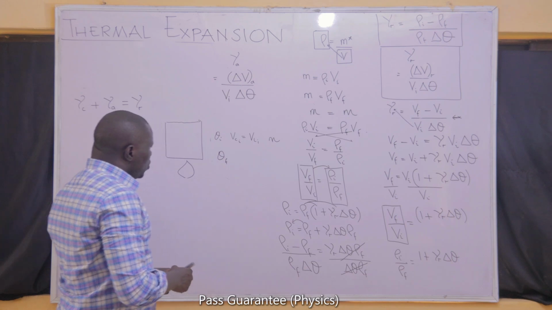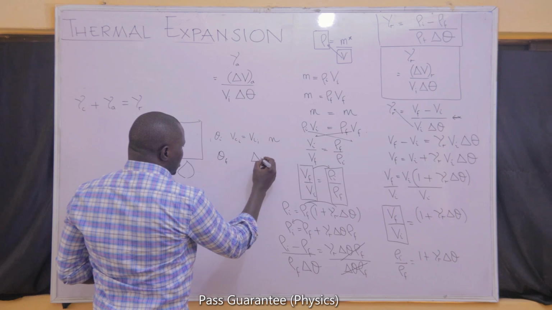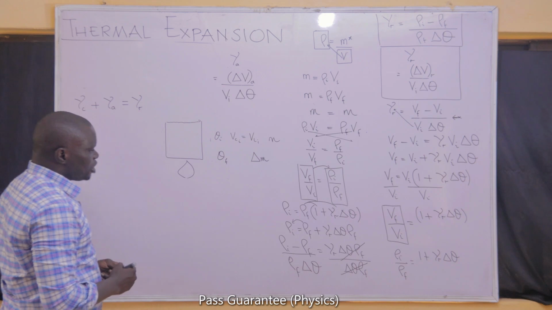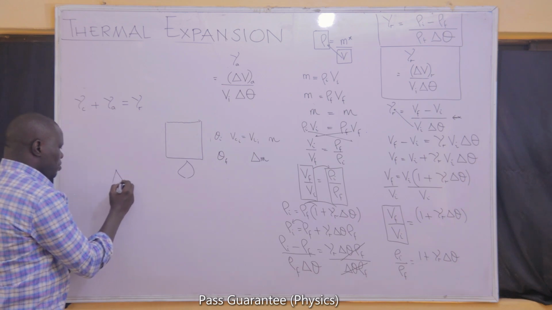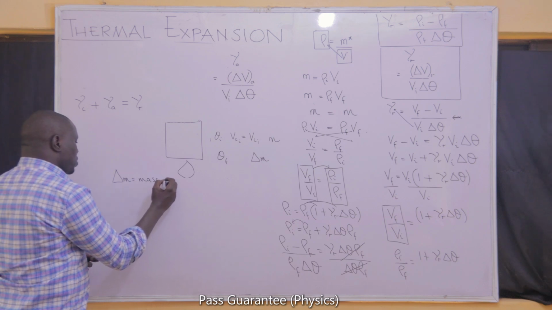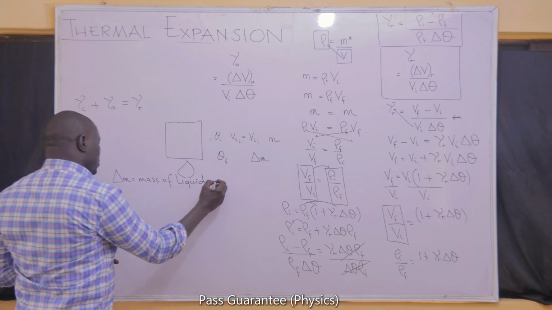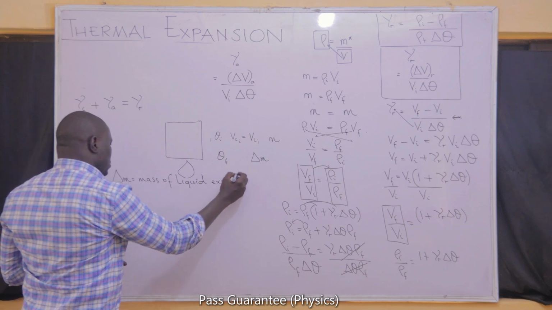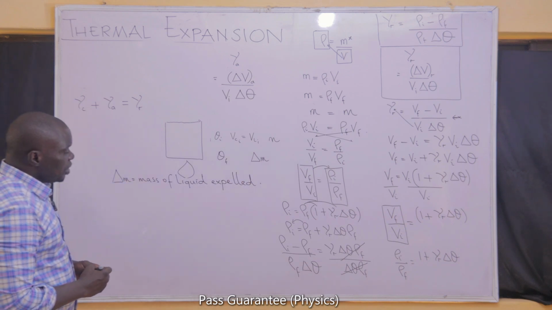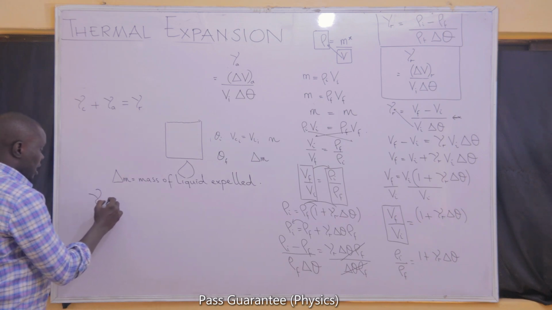So to do that, we'll get the mass of the liquid that has overflown out of the container. I'm going to call it the mass of the liquid expelled. I'll represent it with delta M, and I'll call it the mass of liquid expelled. So if I know the mass of the liquid expelled, I can determine the apparent cubic expansivity from the mass.